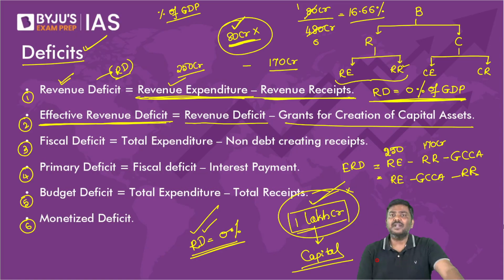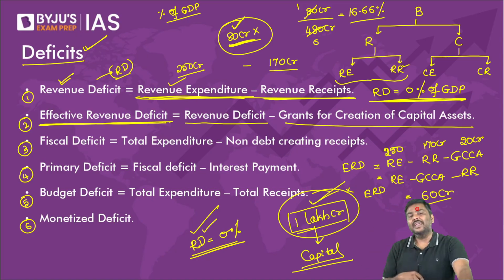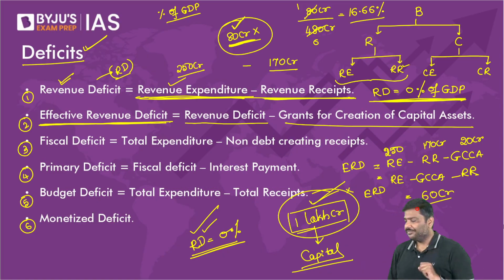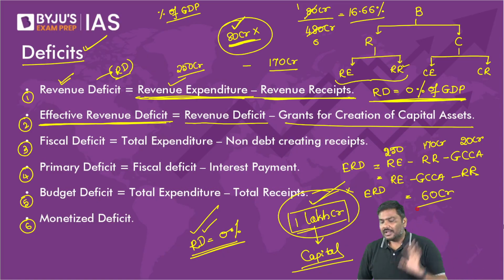But out of revenue expenditure of 250 crore, what if 20 crore rupees was given as a grant for creation of an asset? Now can I simply say the number, that is effective revenue deficit, will be 60 crore rupees. What is the meaning of it? Now please tell me, out of this 60 crore rupees of borrowed money that you have used, can I say none of it is used for creation of asset? Let me know. Compared to 80 crore rupees, understand the difference here.